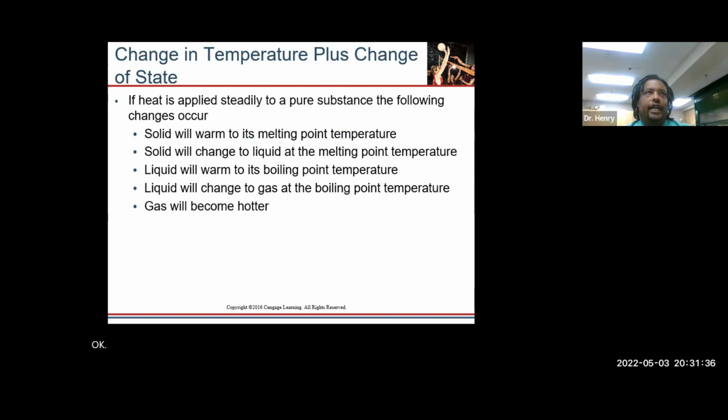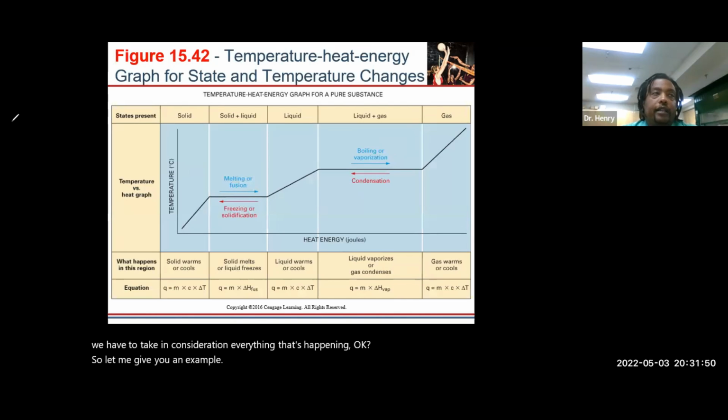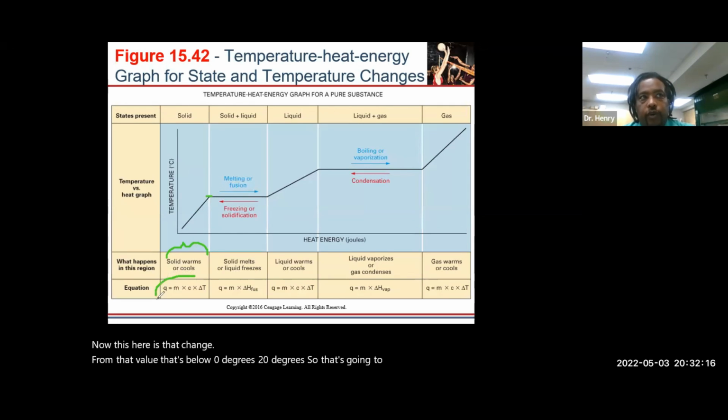Now, if we're looking at a substance and we're starting with ice and we're going all the way to steam, we have to take into consideration everything that's happening. Okay, so let me give you an example. I love this question. So here we're starting with a solid, so we're starting with ice below 0 degrees. We're going all the way up to 0 degrees, where ice starts to melt. That change from below 0 degrees to 0 degrees is going to be dictated by this equation.